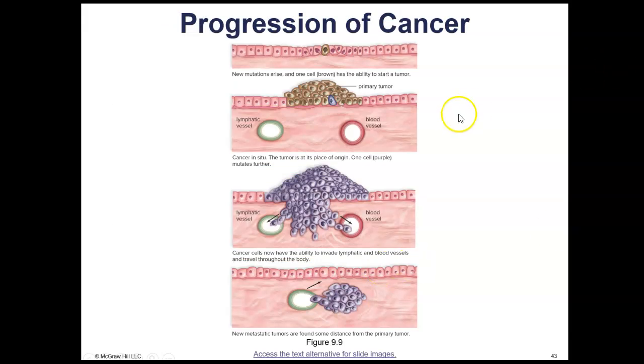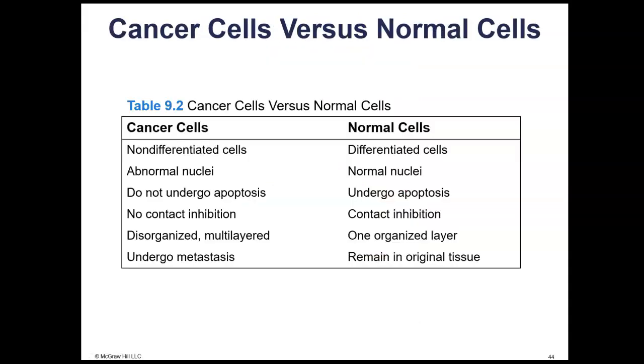This is an illustration of the progression of cancer, starting with a cancerous cell, and then the growth of the tumor. One of the cells now is going to spread either into the lymphatic tissue or the blood vessel. And because of that, because these cells can spread through the lymphatic tissue and the blood, you can find tumors a far distance away from the original tumor.